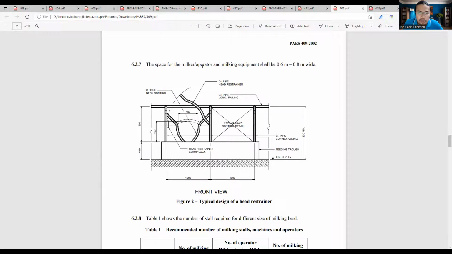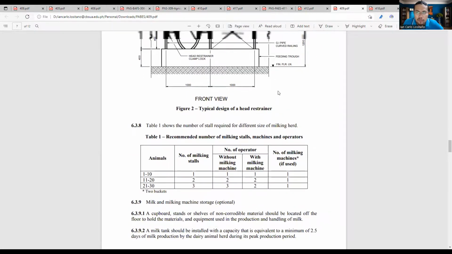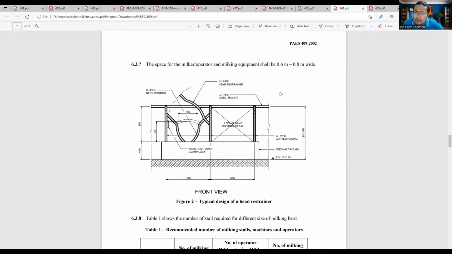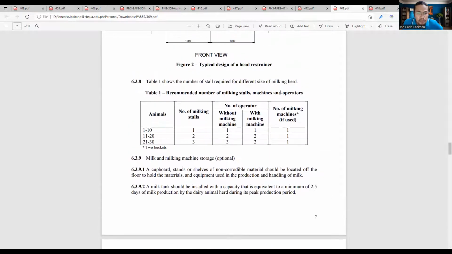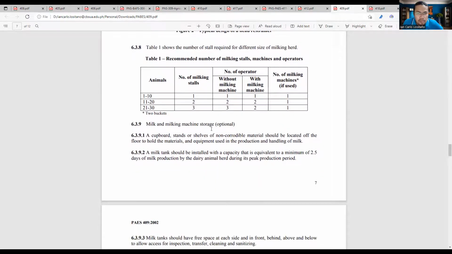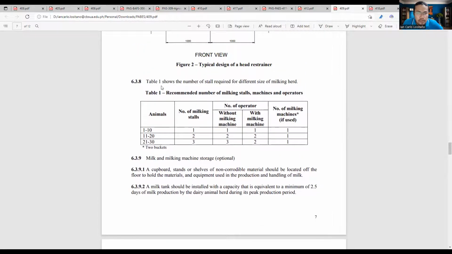The space for the milker operator and milking equipment shall be 0.6 to 0.8 meters wide, to also accommodate bigger people. Milking machine storage is optional. Table 1 shows the number of stalls required for different sizes of milking herd. For 1 to 10 animals, the number of milking stalls is 1. For every 10, there should be 1, at least 1.